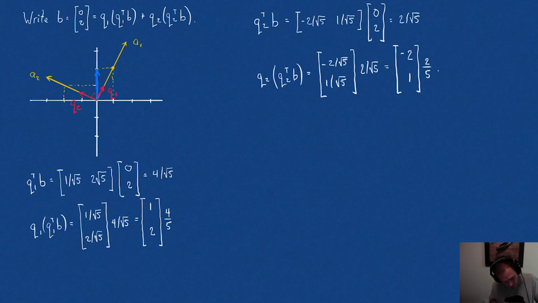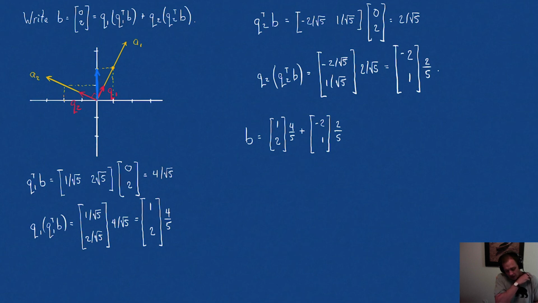We just did it. So B now is equal to this. I like how this is working out. The Q1 transpose B component gives the scalar 1, 2 times 4/5, plus the Q2 components, which are minus 2, 1 times 2/5. Well, let's see where that is. Let's look at our graph. I wish I had a perfect scale. I don't, but if we do this in green, I think it'll become pretty apparent.